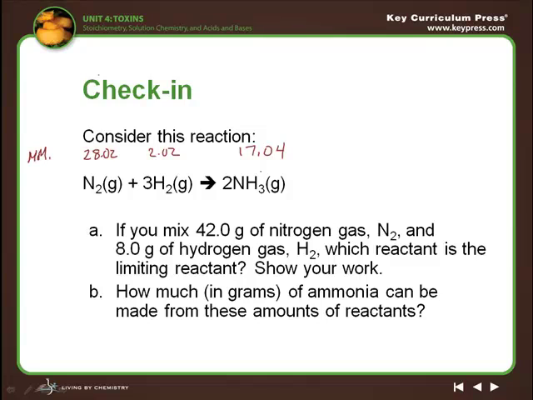Lots of ways of determining it. This is ammonia. That's ammonia. So it's grams of ammonia. If you compare the two, this one would be the one which is 8 grams of hydrogen.